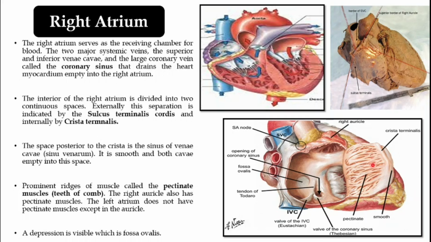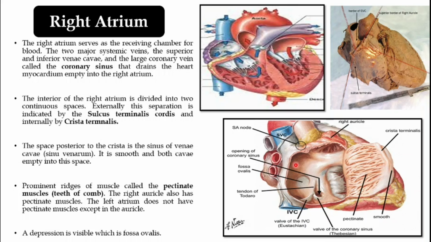Those prominent ridges of muscle are known as the pectinate muscles. These are like the teeth of a comb. So these are the pectinate muscles, and this smooth area is known as the crista terminalis. So externally this area is the sulcus terminalis, and internally that area is known as the crista terminalis, because it divides the right atrium anteriorly into two different surfaces. So this is the importance of the sulcus terminalis and the crista terminalis.